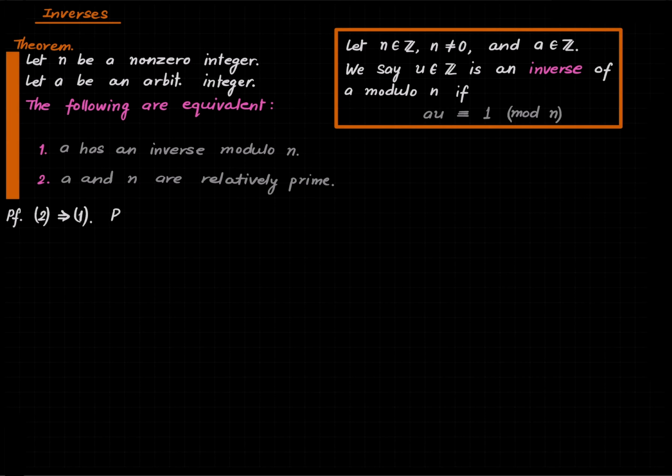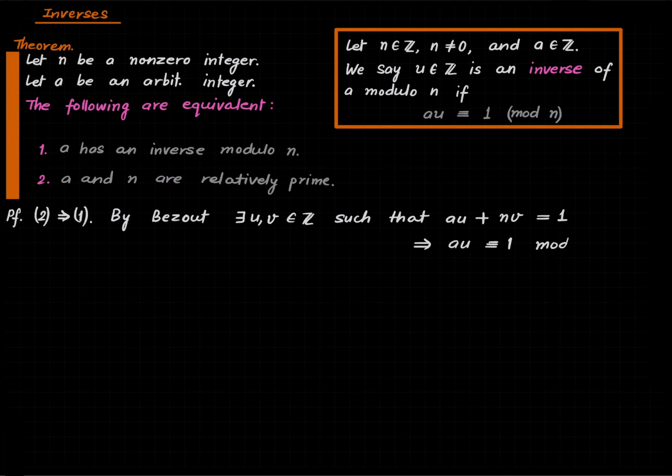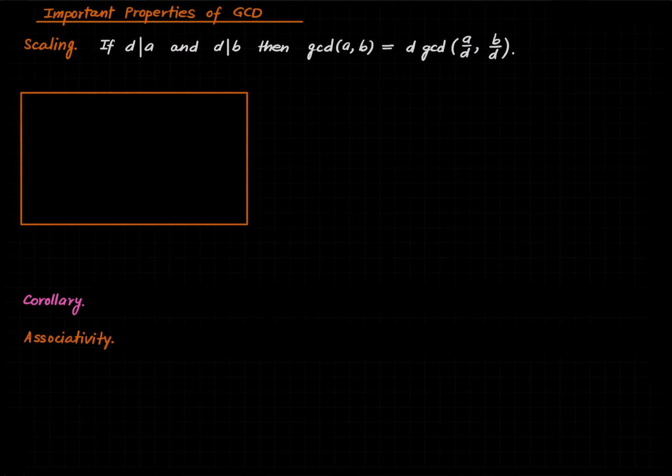By Bezout's theorem, there exist integers u and v such that au plus nv equals 1. That implies au is congruent to 1 mod n, and that proves that u is an inverse of a modulo n. Then we are done. So the first property of GCD we are going to prove is the following.